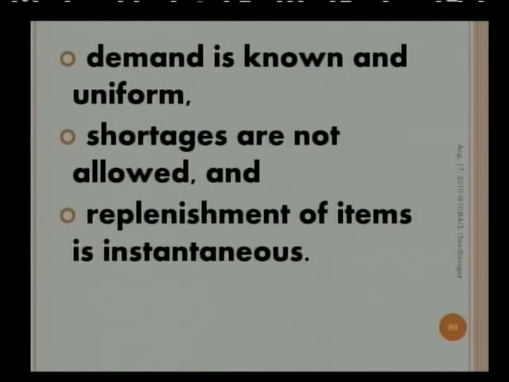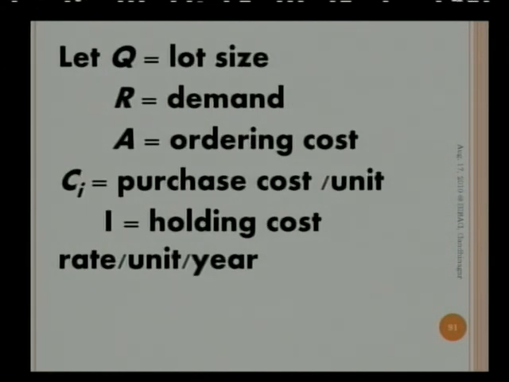Shortages are not allowed, and replenishment of items is instantaneous. Here, shortages are not allowed for a purpose, because when there is a sale season and there is a shortage, there will be an uproar at the exit of the shop, or the exit of the mall, and the management will not like that. So let Q be the lot size as usual and R be the demand, and all units are always there. We have just given the symbols.